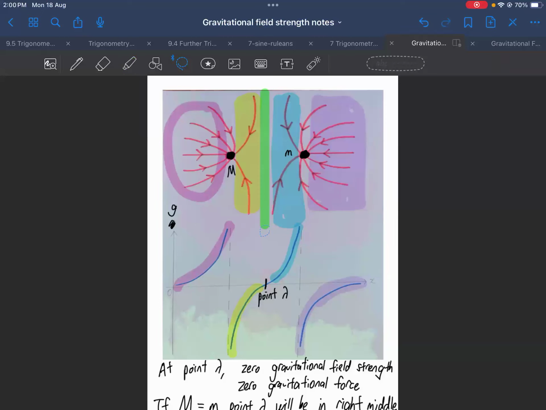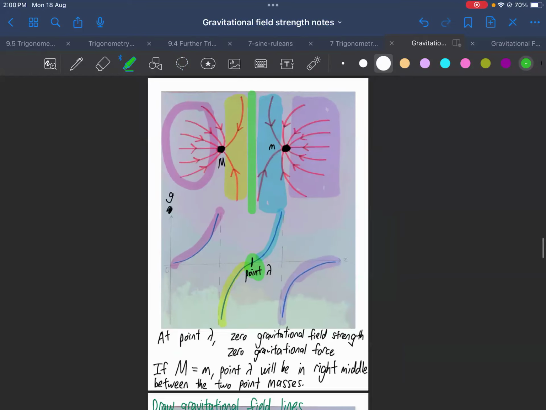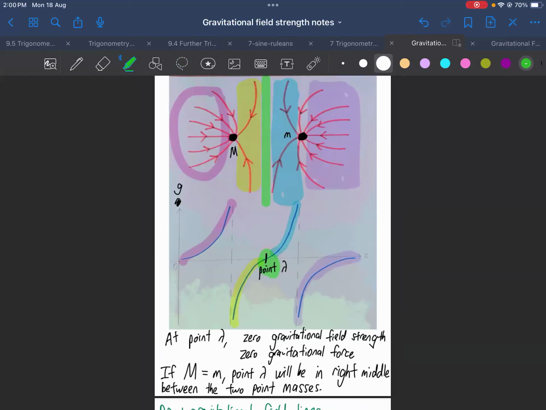It seems like no lines are there, right? Yeah, it seems like no lines are there. So that is why at this point, you are going to have a 0 gravitational field strength. At this pink dot, I'm just going to give it a random name. Can I call it point lambda? At this point lambda, your gravitational field strength being zero simply means no gravitational force.